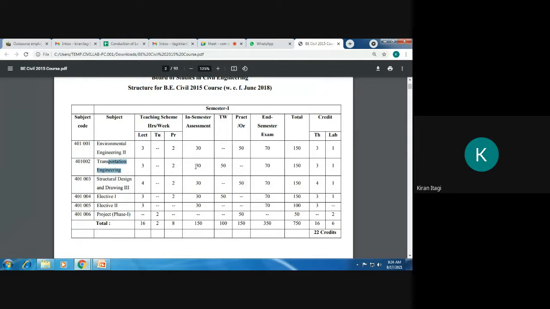Here it is a total of 100 marks in the theoretical part. That is 30 for the in-sem and 70 for the end-sem exam. Either it may be MCQs, or if everything sets well, it will be the exam mode. The exam will be in offline mode. So while taking the lecture, I will concentrate on both.